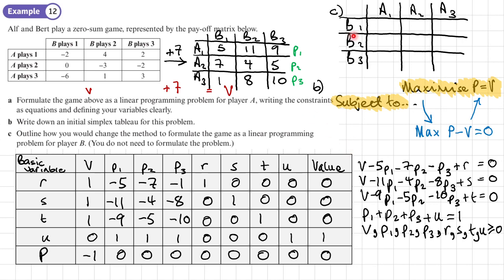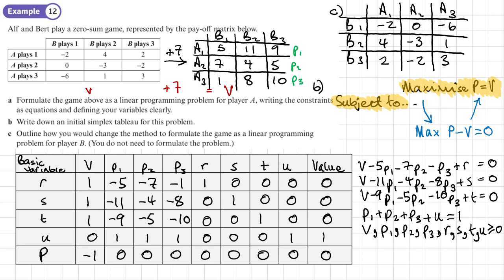So to transform the matrix so it's from B's perspective, we need to transpose the matrix so every row becomes a column, and we also need to reverse the signs of the numbers in the matrix. So I'll do each step one at a time. So the first column becomes the first row. So negative 2, 0, negative 6. The second column becomes the second row. So that would be 4, negative 3, 1. And then the third column now becomes the third row. So that's going to be 2, negative 2, 3. So that's step 1.